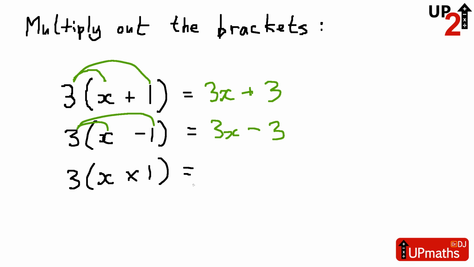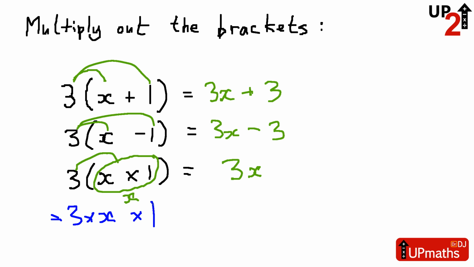Now, this is a toughie. This is all one thing. Which means it's just 3 times that. Which means it's 3. What's x times 1? X times 1 is just x. So it's just 3x. I'm going to explain that another way, and then I'll do another example as well, just to be clear. So we could write that as 3 times x times 1.